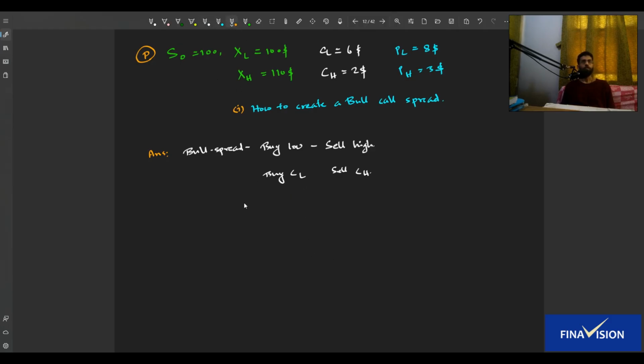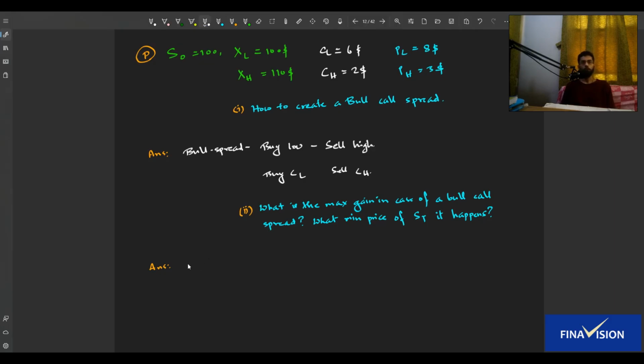Next question. What is the maximum gain in case of a bull call spread, and at what minimum price of ST can it occur? The answer, friends, are you trying it with me? If you try it, you will actually recall this much better.